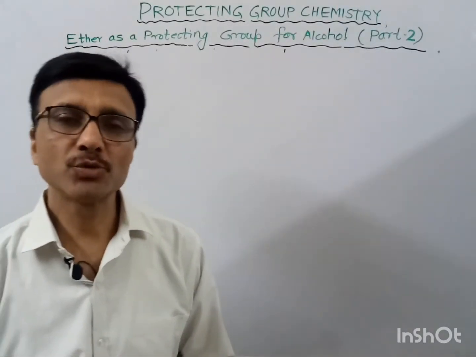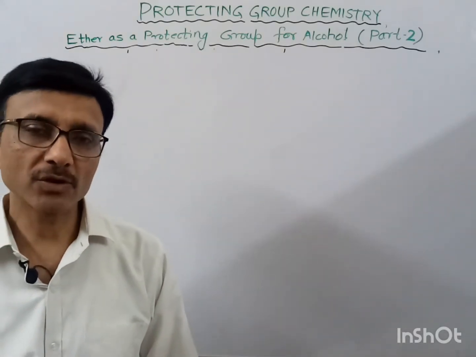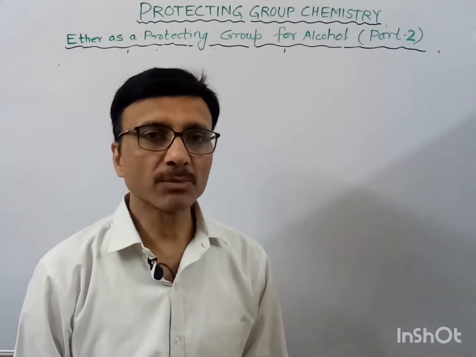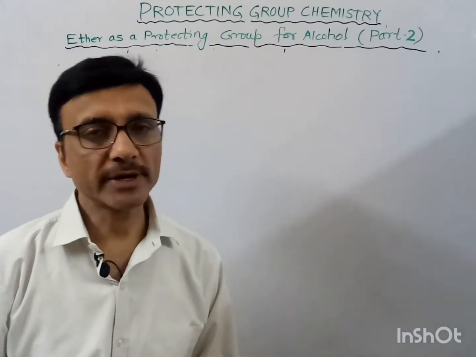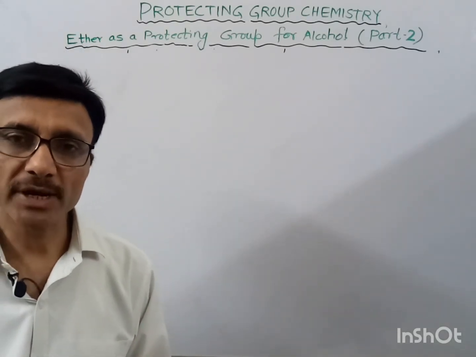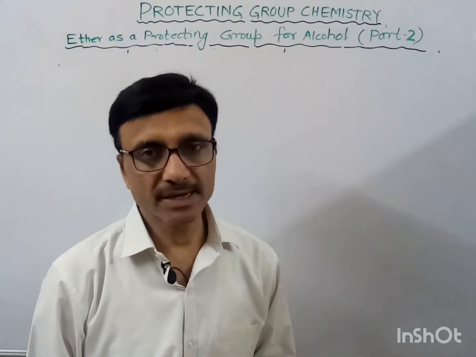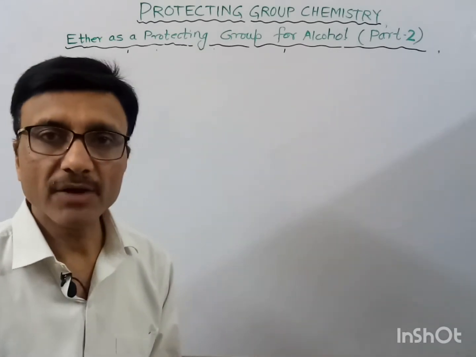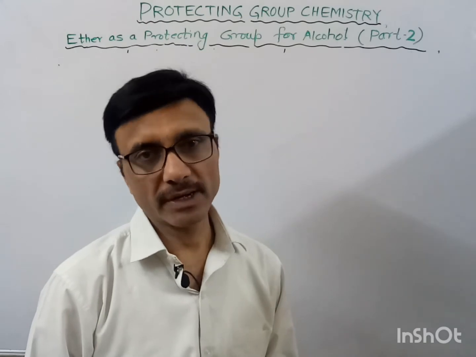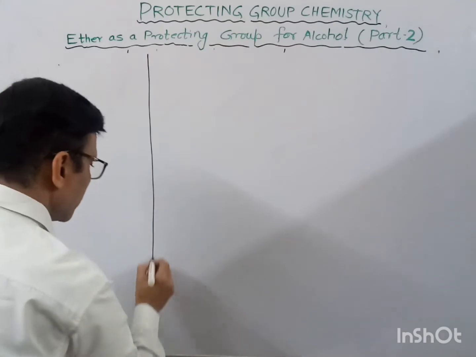Hello students, today in this lecture I will tell you about the ether as a protecting group for alcohol, and this is part 2. In my part 1 lecture I told you some of the ethers which may act as a protecting group for alcohol, for example benzyl ether, tertiary butyl ether, THP, that is tetrahydropyranyl ether, and silyl ethers. In this lecture I will tell you some more ethers which may act as a protecting group for alcohol. So let's summarize it first in the form of a table.